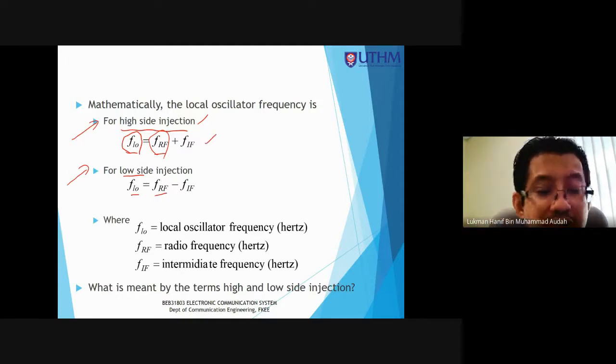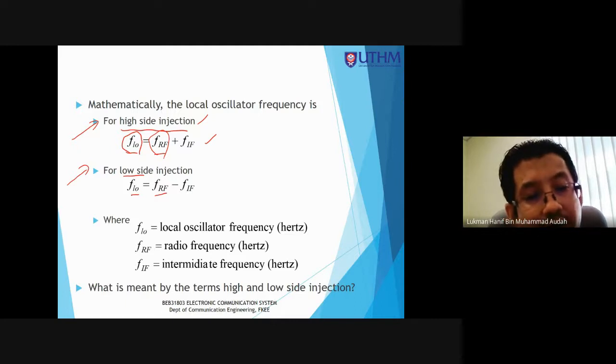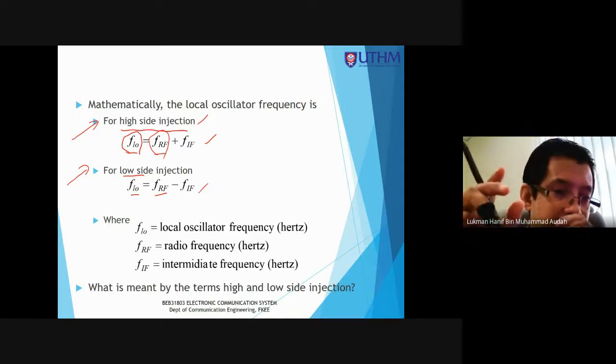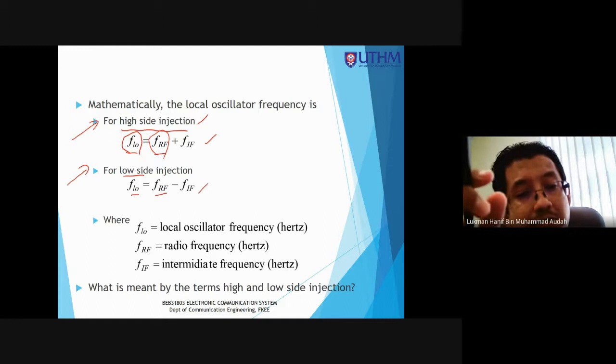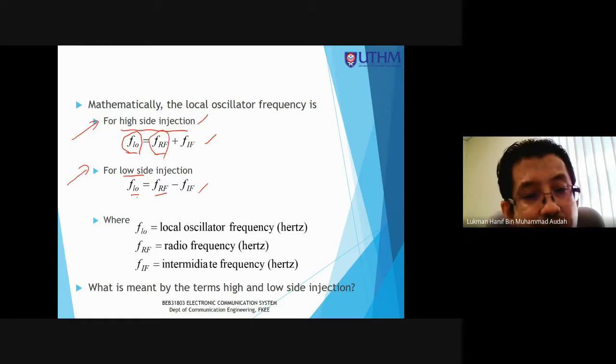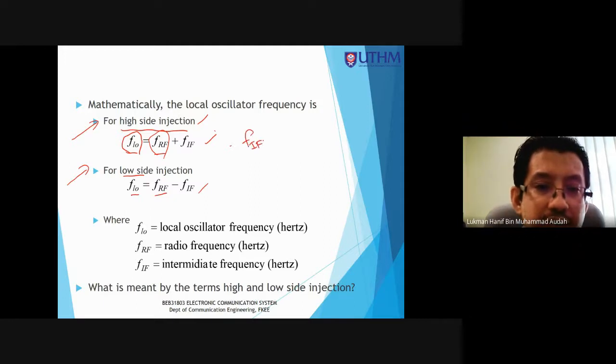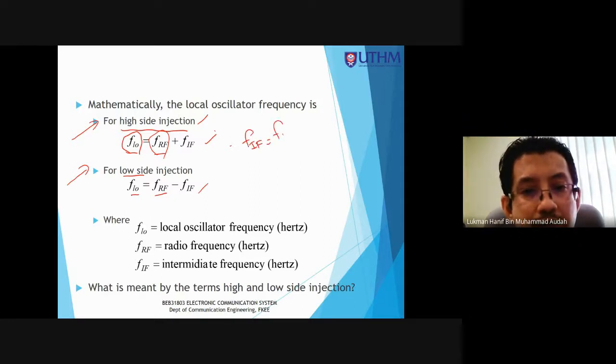So we can use this equation. Okay, kalau dia lebih kecil daripada FRF, kita gunakan equation yang ini. Kenapa macam tu? Supaya kita tidak menghasilkan negative frequency. Kalau kita gunakan equation yang sama untuk high side dan low side, nanti kita akan hasilkan negative frequency. So tujuan adanya equation berbeza ini untuk mengelakkan berlakunya frekuensi yang negatif. Contoh di sini FIF is equal to FLO minus FRF.